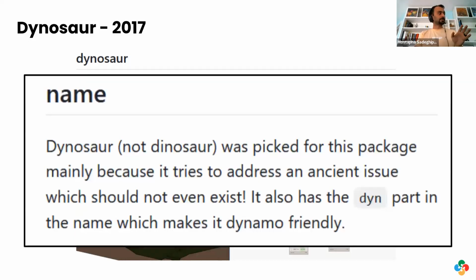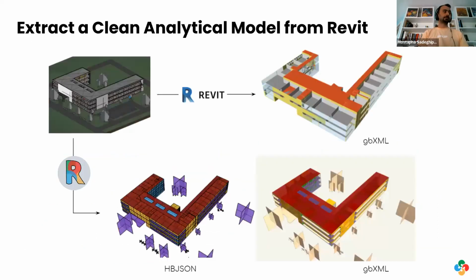And the name comes from dinosaur because it should not exist in the first place. If you have a building information modeling platform, it should give you the information that you need, but it doesn't. Unfortunately, that's the reality. And because I couldn't get Autodesk to help me solve this, we finally built the Revit plugin partially to solve this problem first and foremost.